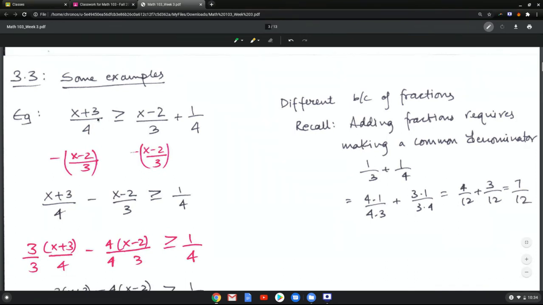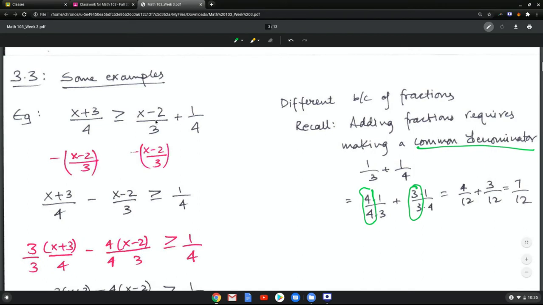So I have (x plus 3) over 4 greater than or equal to (x minus 2) over 3 plus 1 half. Now this is different because of fractions. Now recall here, adding fractions, you have to make a common denominator. For example, the common denominator for 3 and 4 is 12. So I multiply by 4 over 4, which is allowed because that's just 1. And I multiply this by 3 over 3, which is also allowed because it's just 1. And I get 7 over 12.